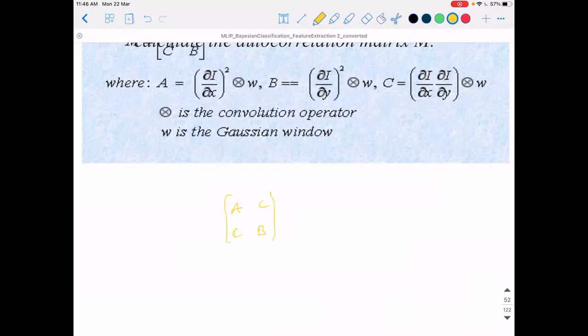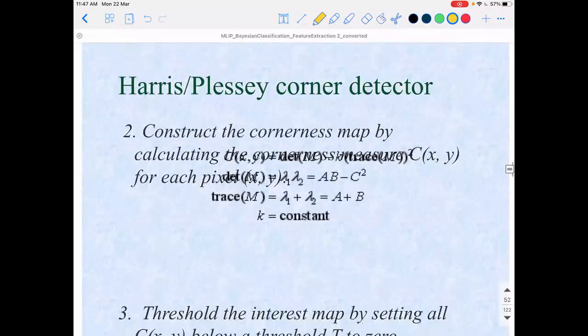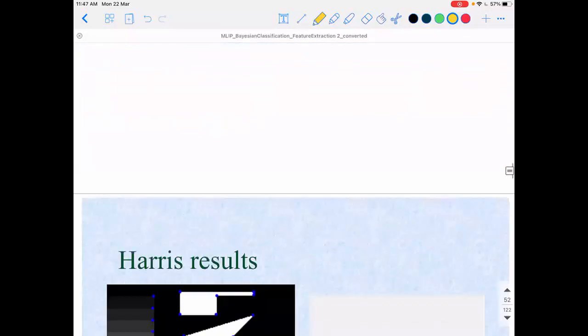With these 4 building blocks at a given location i, j, you construct this M_ij matrix. Then using this, you find the corner measure R to say whether this point is a corner or edge and so on. These details are not that important.